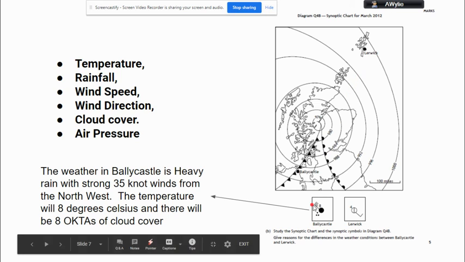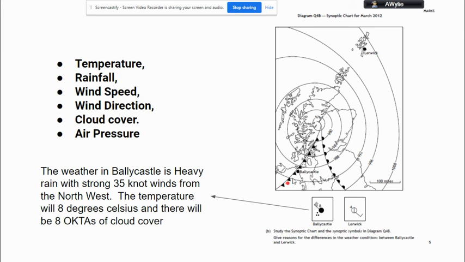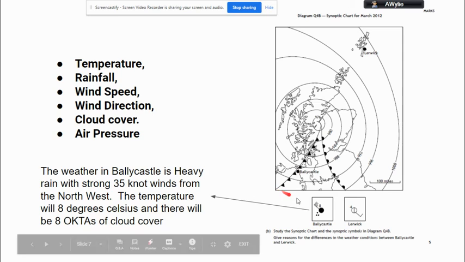Let's try to explain the weather in Ballycastle. So why has Ballycastle got heavy rain? Well, the explanation for that is the arrival of a cold front. Ballycastle sits next to a cold front. Why is Ballycastle 8 degrees? Well, it's 8 degrees because it's March.